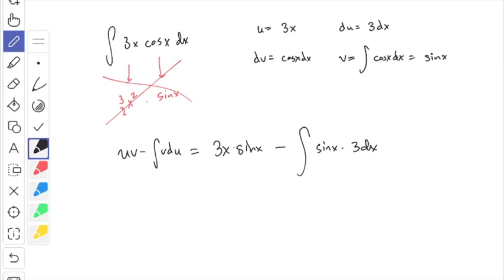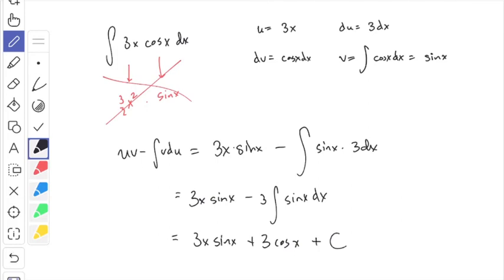Can we do anything to simplify the integral before we do the integral? Bring out the 3, yep. And this actually will usually happen. Usually there will be some extra constant stuff in there that you want to factor out. And now we can do the integral. Integral of sine x is negative cosine x. And so my final answer is 3x sine x plus 3 cosine x. I turned the minus to a plus because the integral of sine is minus cosine. Plus c as always.